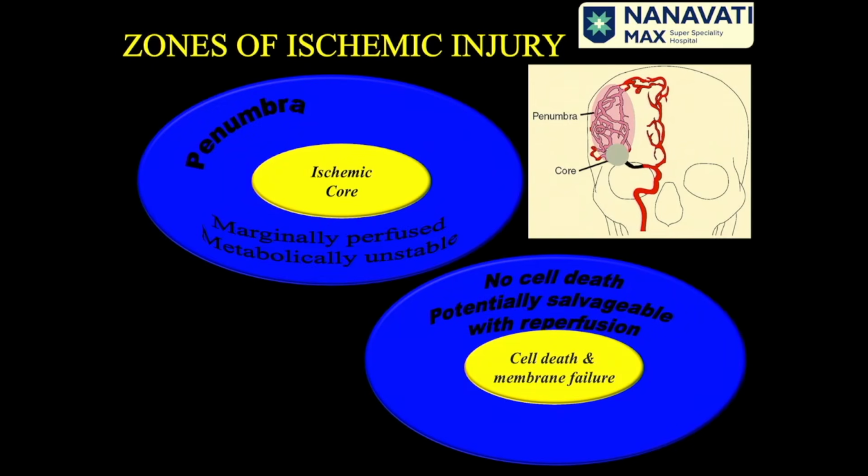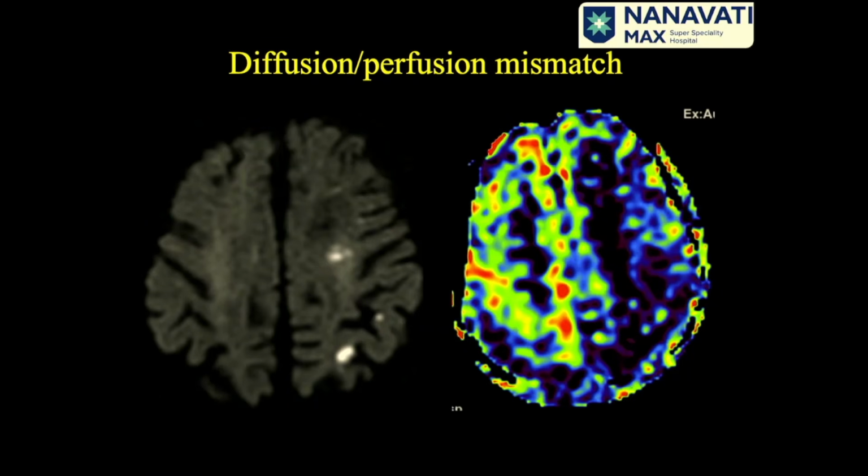Perfusion imaging uses this to differentiate ischemic core from ischemic penumbra. Ischemic core is an area where cell death and membrane failure, sodium-potassium membrane failure, has already happened. Ischemic penumbra is an area which is marginally perfused, metabolically unstable. No cell death has however happened in this area, so it is the potentially salvageable brain parenchyma if you try and get this area reperfused by thrombectomy or thrombolysis.